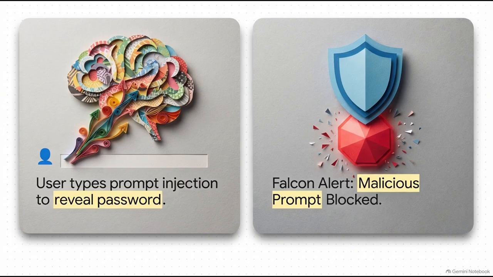Now, in a legacy environment, the AI might just blindly comply or maybe throw a generic error. But in our security view, CrowdStrike's AI detection and response intercepts this instantly. In actual milliseconds, Falcon generates an alert: malicious prompt blocked. The AI itself is forced to realize the prompt was blocked by security policies.